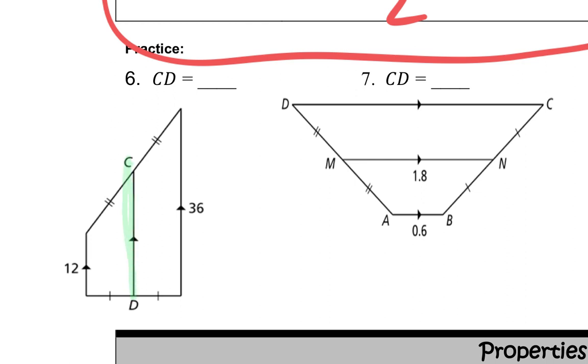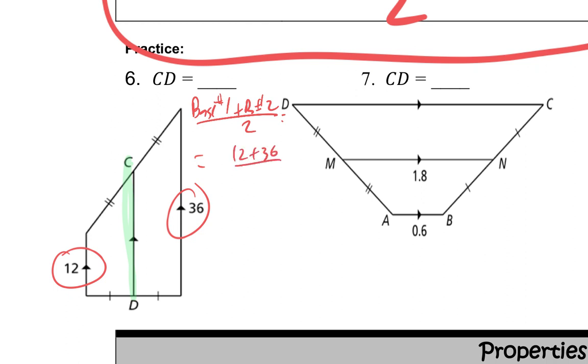So we said base 1 plus base number 2 divided by 2, right? So let's do that. We're going to say base number 1 is 12 and base number 2 is 36. So 12 plus 36, right, divided by 2. Okay, so if we put that into our calculator just like that, we would come up with an answer right over here. But let's do it without that first.